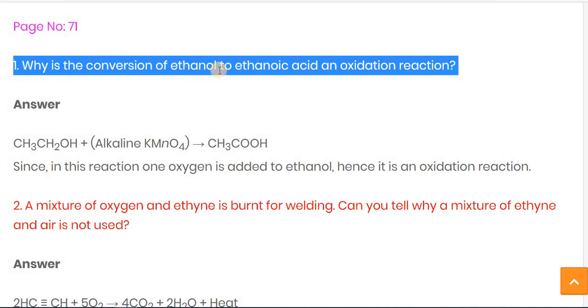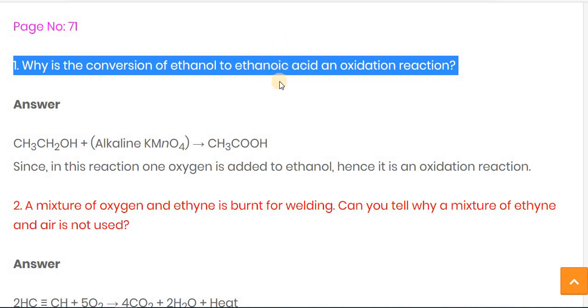Why is the conversion of ethanol to ethanoic acid an oxidation reaction? In the properties of ethanoic acid, we have studied the oxidation reaction. In that, if we treat ethanol with alkaline KMnO4, then it is converted into ethanoic acid.